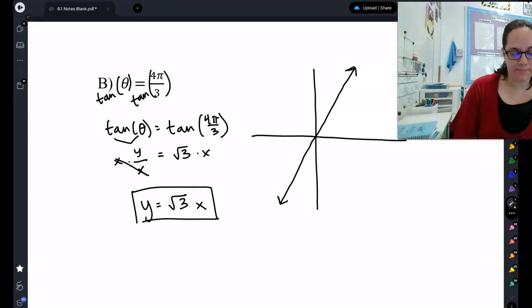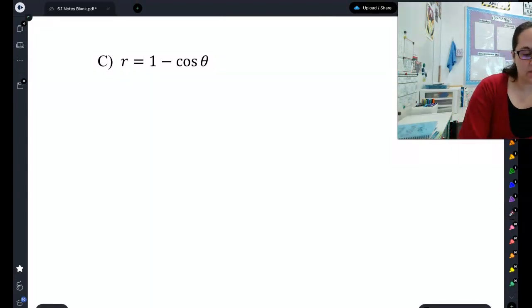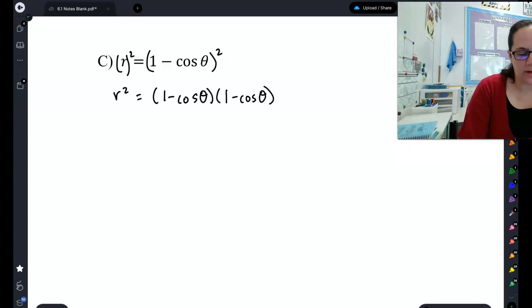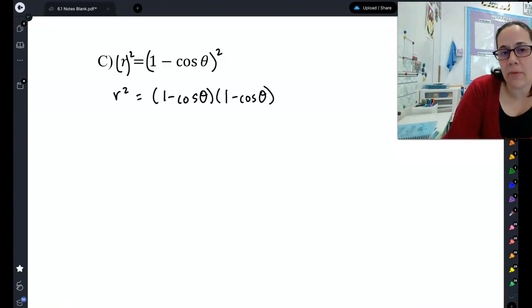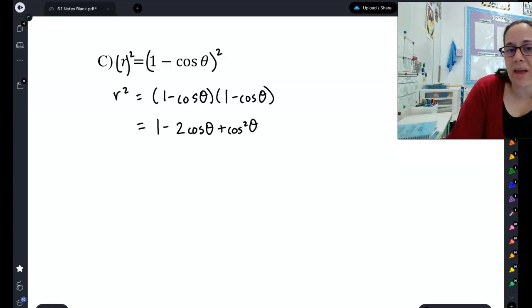One last problem. So let's come down here. R equals 1 minus cosine of theta. Let's start by squaring both sides. So then we can get our r squared. This is 1 minus cosine of theta times 1 minus cosine of theta. Now, one thing I would notice right away, I tried squaring this like we normally do, but if I FOIL this out, I'm going to get something grosser than what I started with. I don't have any equations that use cosine squared of theta.